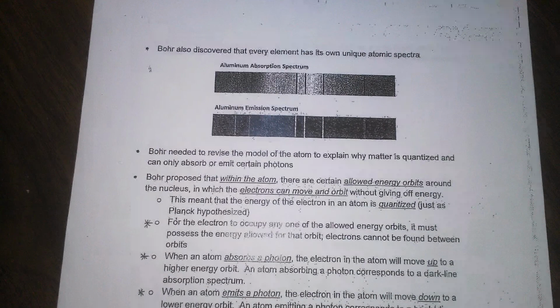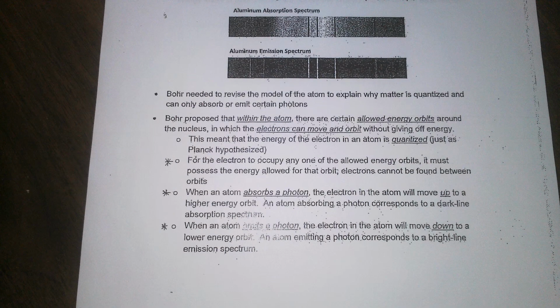And so every element has its own atomic spectra. And then he came up with these three proposals. He said, for the electron to occupy any one of the allowed energy orbits, it must possess the energy allowed for that orbit. Electrons cannot be found in between orbits. This is what Bohr has said. When an atom absorbs a photon, the electron in the atom will move up into a higher energy orbit. And when the atom emits a photon, it will move down into a lower energy orbit.